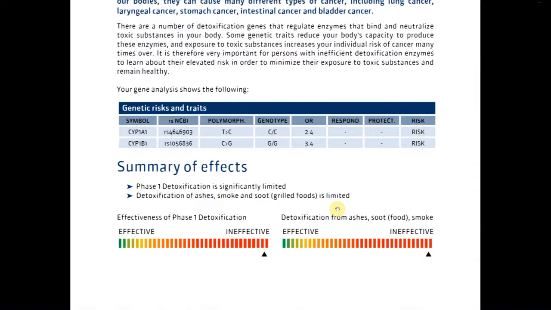So we have 2 genes that give me a risk. This one 2.4-fold and 3.4-fold. So we have around 5 to 6-fold higher risk of bad health effects from these toxins that are present in smoke, in ash, in burnt food and so on. So barbecued food also is much more of a problem for a person with this result, because you see here the phase 1 detoxification is very ineffective.